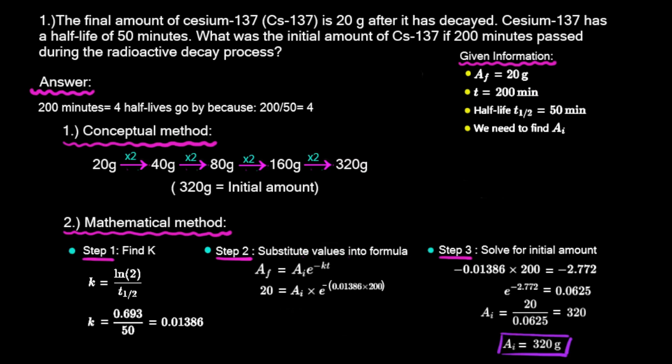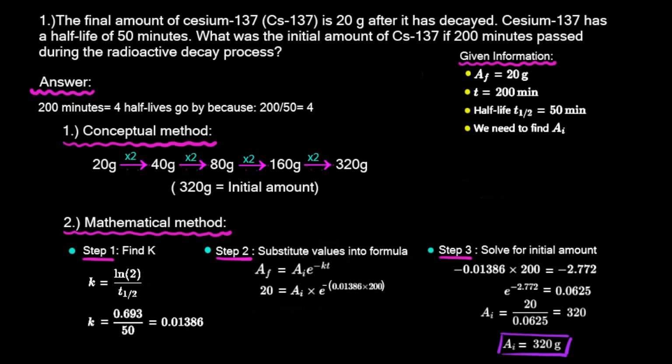The information given is listed on the top right side of this slide. According to the question stem, the final amount of the substance after decay is 20 grams. The time elapsed is 200 minutes. The half-life, T1/2, is 50 minutes. Our first step is to figure out how many half-lives pass in 200 minutes. To do that, we divide 200 by 50, which gives us 4. This means 4 half-lives have passed for cesium-137 to decay to a final amount of 20 grams.